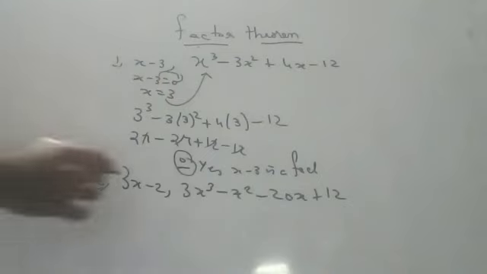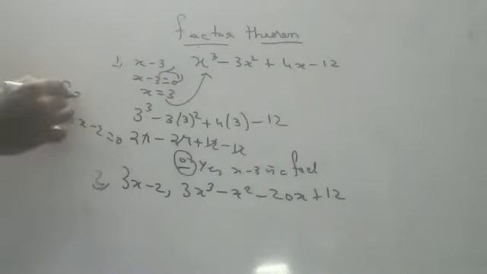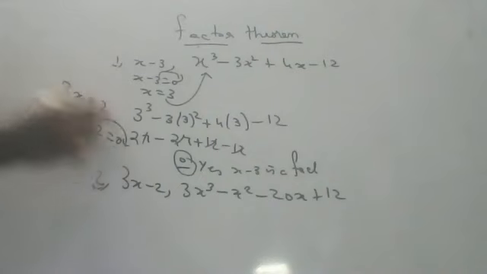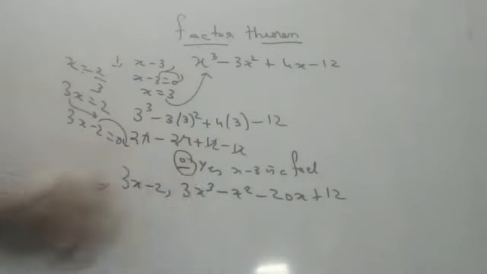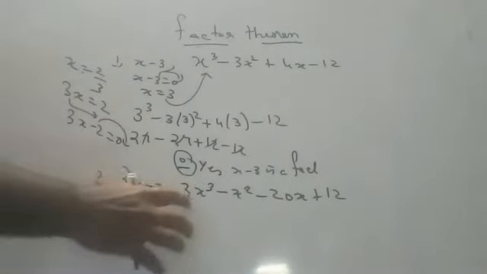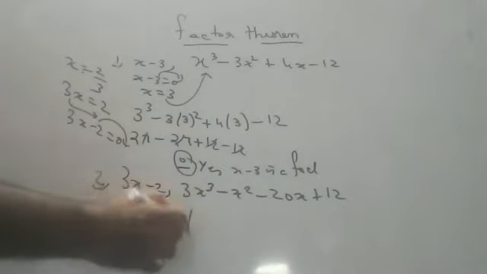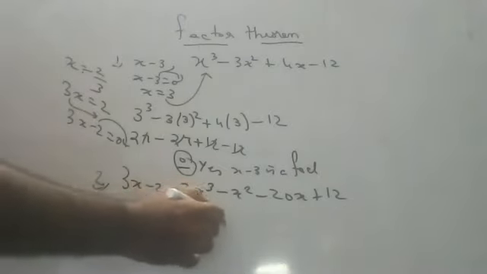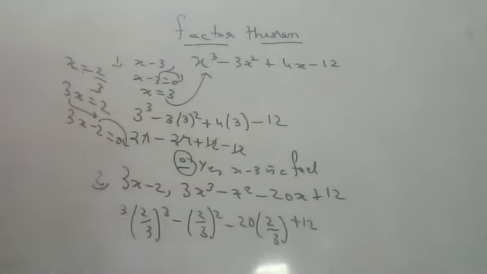Okay, children. So 3x minus 2 is equal to 0, 3x is equal to 2, x is equal to 2 by 3. Substitute 2 by 3 here, children. So 3 into (2 by 3) whole cube minus (2 by 3) whole square minus 20 into 2 by 3 plus 12. Okay, children.